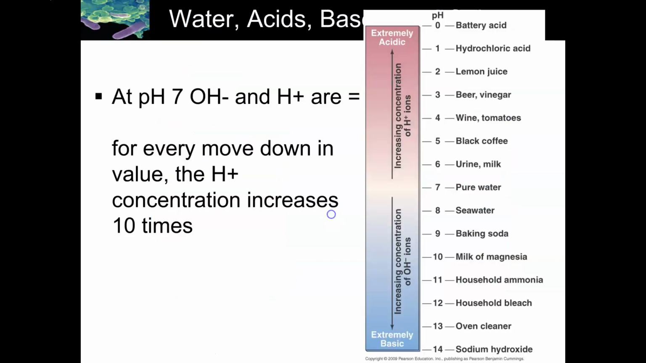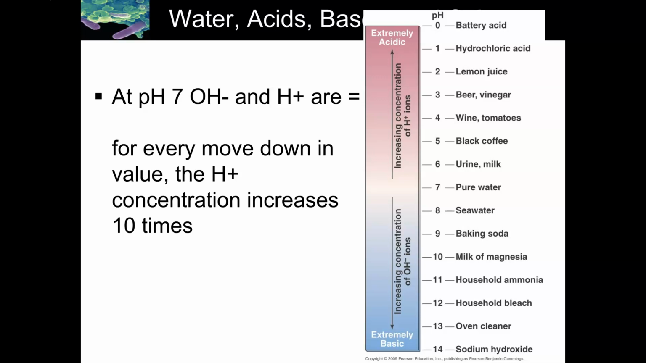When we talk about water, acids, and bases, we need to consider the pH scale. The pH scale covers a range from 0 to 14. It's a reflection of the concentration of the hydrogen ions. In other courses, you might go through the equation. The log of the concentration of the hydrogen ion equals the pH value. We don't need to do that in this course, but we do need to understand how the scale works.